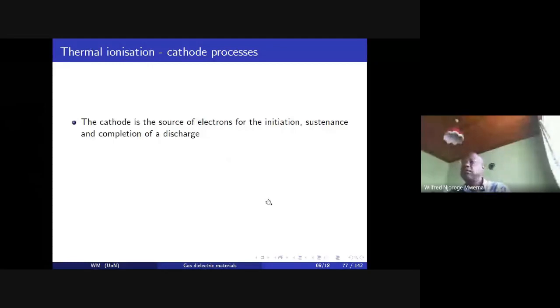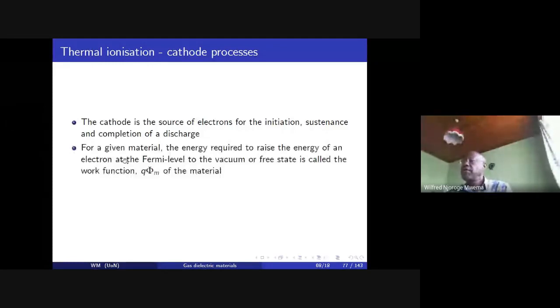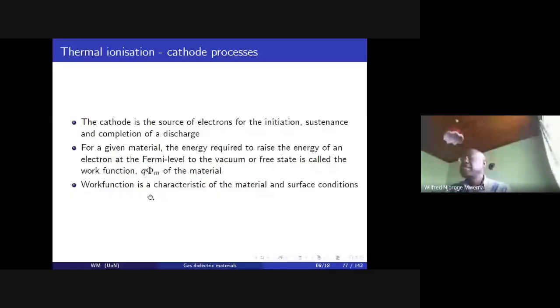So for a given material, the energy required to raise the energy of an electron at the Fermi level to the vacuum or free state is usually referred to as the material work function, and given the symbol Q multiplied by phi m, in joules. material, and the surface applied in a number of ways.